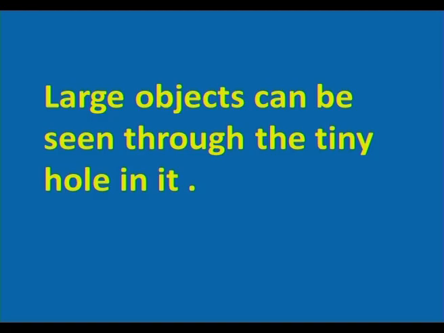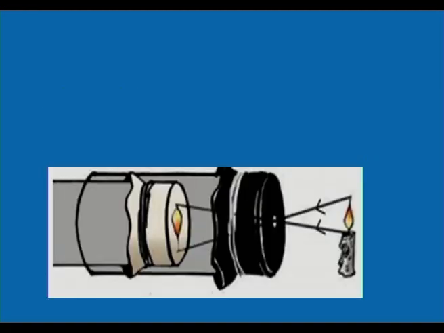Large objects can be seen through the tiny hole on it. How? We will see now. Now, there is a candle, it is a source of light. Now, this light I am seeing through the pinhole camera.